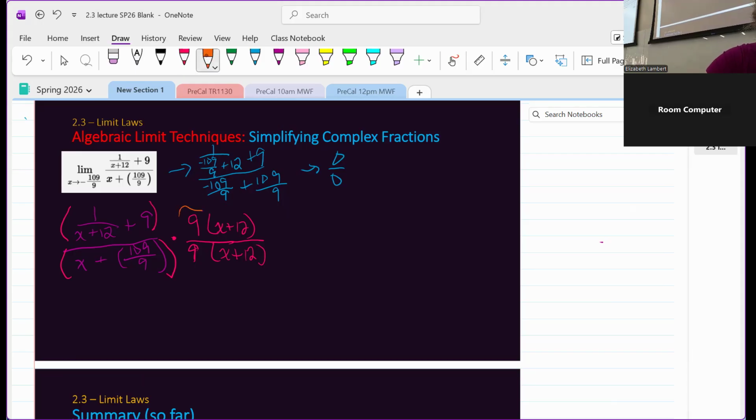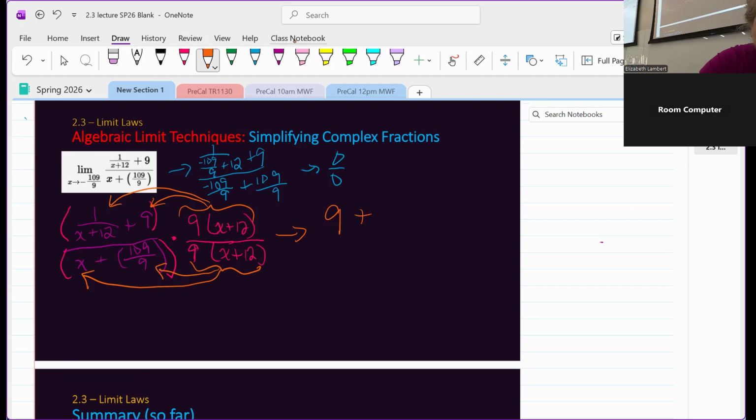So I'm going to take this whole 9 times x plus 12, multiply it to the weird little fraction, and multiply it to the 9 we have. And then we're going to do the same thing on the bottom. Multiply this to the x, multiply this to the little fraction. So for the first part, I'd have 9 times x plus 12 divided by x plus 12. So I'm just going to get a 9.